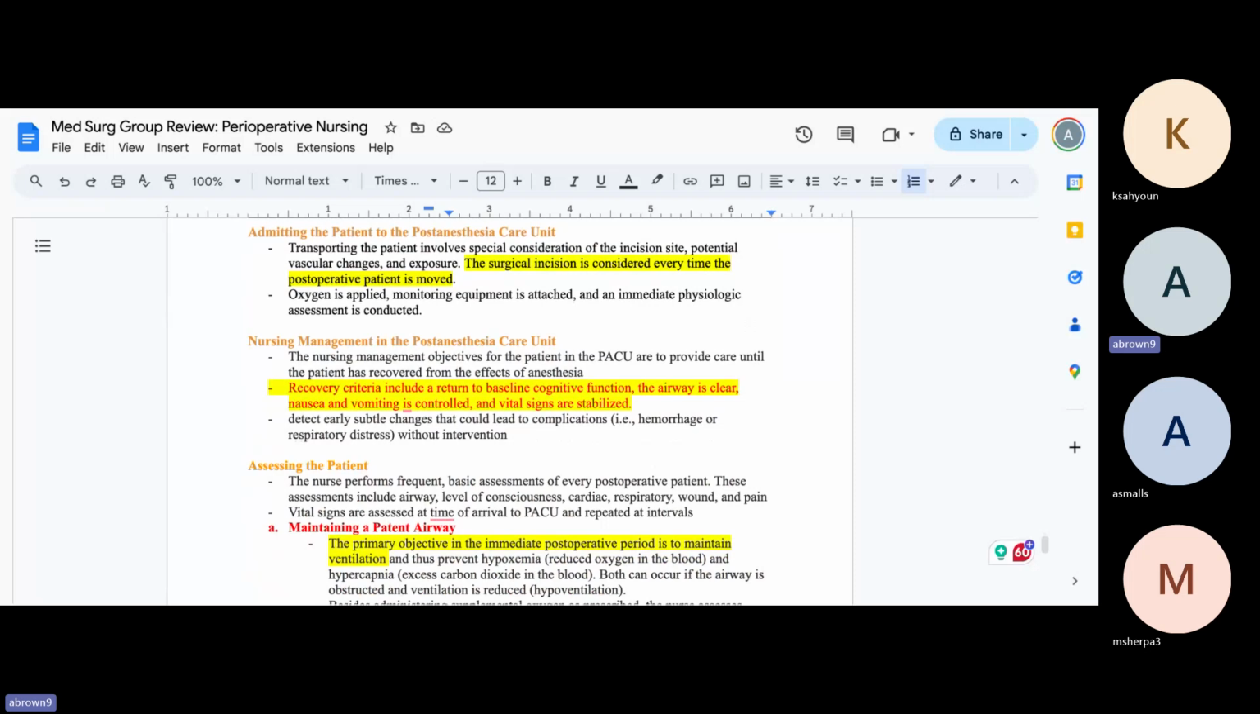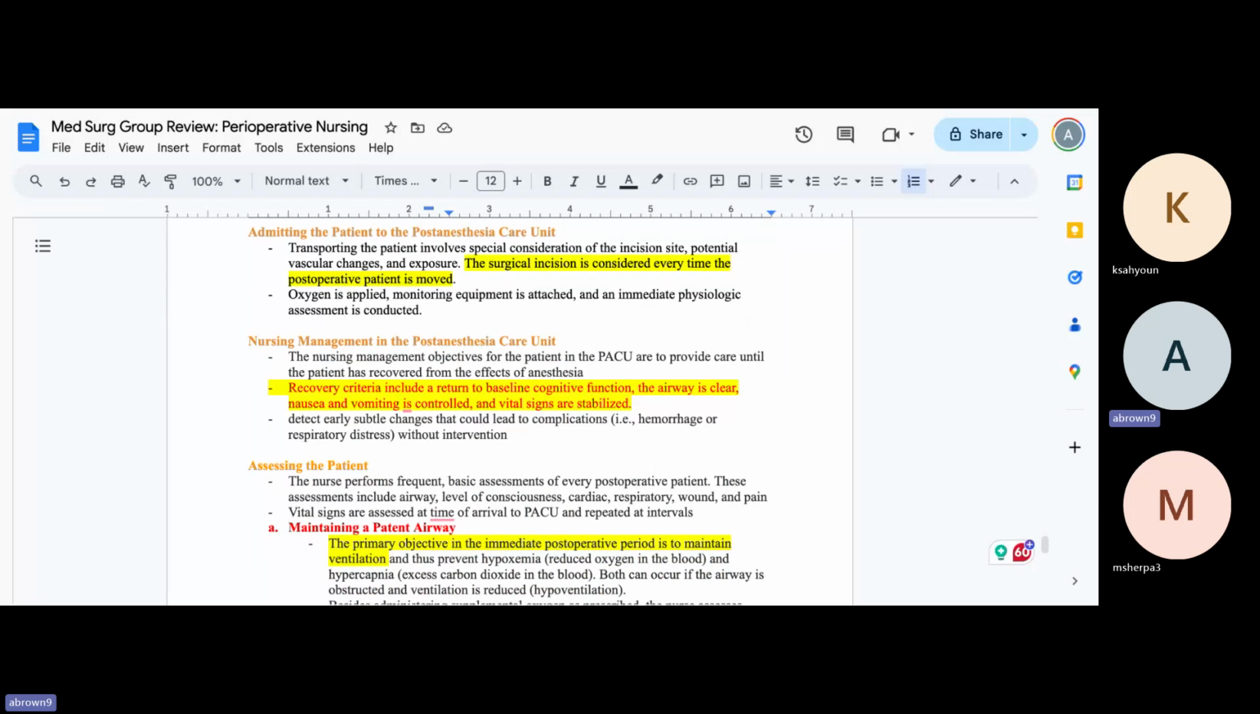Admitting the patient to the PACU. Transporting the patient involves special consideration of the incision site, potential vascular changes, and exposure. The surgical incision is considered every time the postoperative patient is moved. When you're moving that patient, oxygen is applied, monitoring equipment is attached, and an immediate physiologic assessment is conducted.